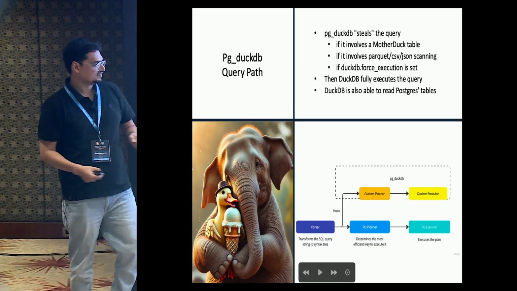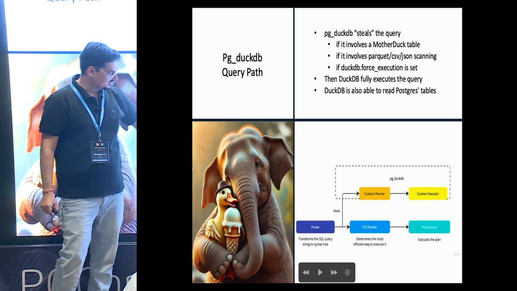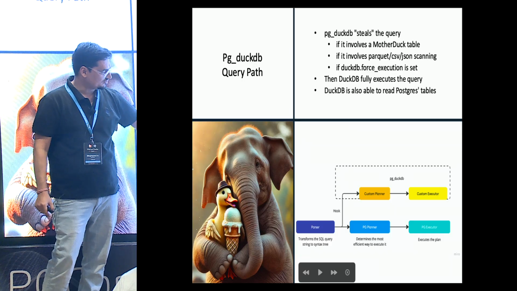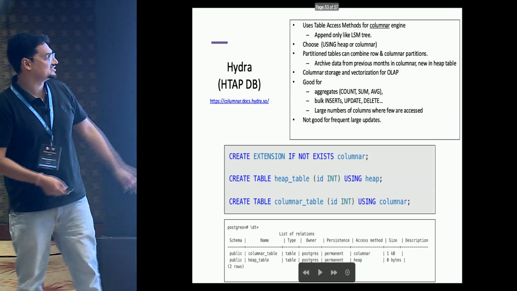So they leverage that. If you force DuckDB query execution, then after the planner, it will sort of branch off from the executor hook and take its own path in the DuckDB code base. It's a pg_duckdb code base.